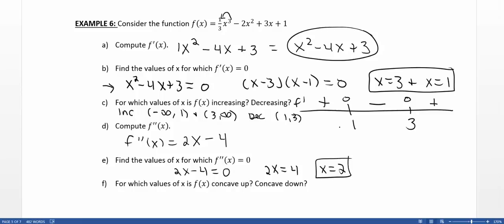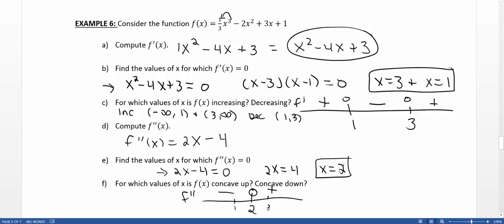Part F says, for which values of x is f of x concave up and concave down? Again, we can look at what's happening around 2, because we know at 2 the second derivative is 0, so we are likely changing whether it's positive or negative. We want to test something a little to the left of 2, say 1. If we plug a 1 into the second derivative, that's negative. We also want to test something a little to the right. If we plug a 3 into the second derivative, that gives positive 2.